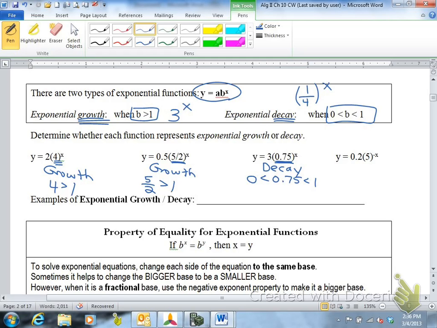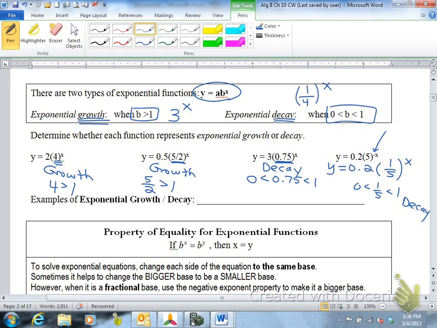So decay is the opposite of growth. If a plant grows, it's alive. If a plant decays, it's dying. Decay. The next one's a little tricky. Be careful about the negative exponent in there. So this is y equals 0.2, or 1/5, to the x, to get rid of the negative exponent. So 1/5 is between 0 and 1, so that would be exponential decay.